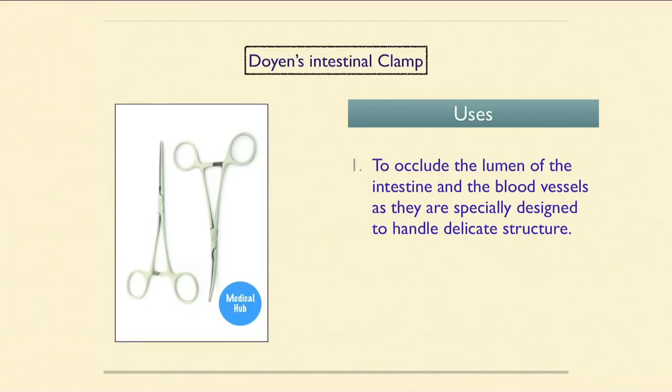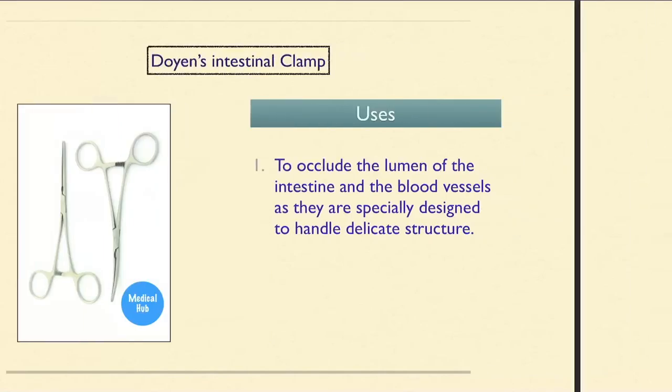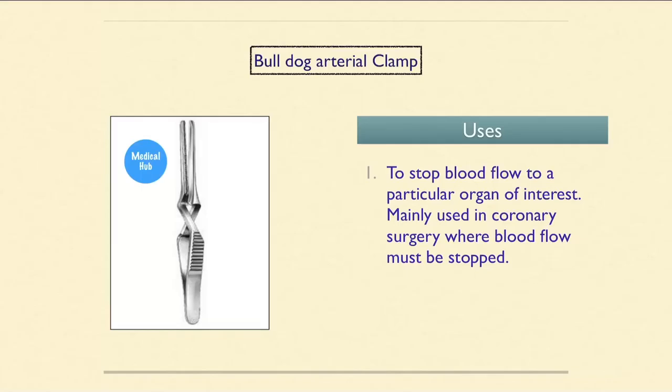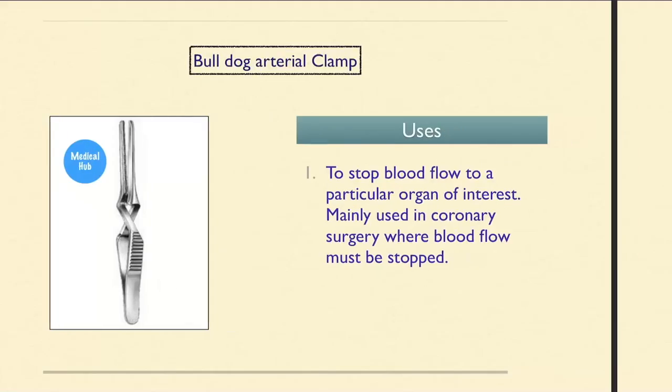Next one is the Doyen's intestinal clamp. So it is used to occlude the lumen of the intestine and the blood vessels as they are specially designed to handle delicate structure. Next one is the Bulldog arterial clamp. So it is used to stop blood flow to a particular organ of interest. Mainly it is used in coronary surgery where blood flow must be stopped.